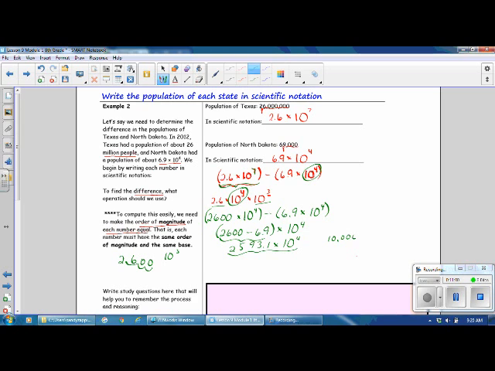So I can either multiply it by 10,000, I can use my calculator, or I can simply move my decimal 4 places. So I'm going to take 25931, and I'm going to move my decimal 4 places. 1, 2, 3, 4. Fill those in with zeros. So I have 25931,000. When you have a large number, you want to make sure that you use commas to make reading the problem easier. This number is 25,931,000, and this is the difference in population between Texas and North Dakota.